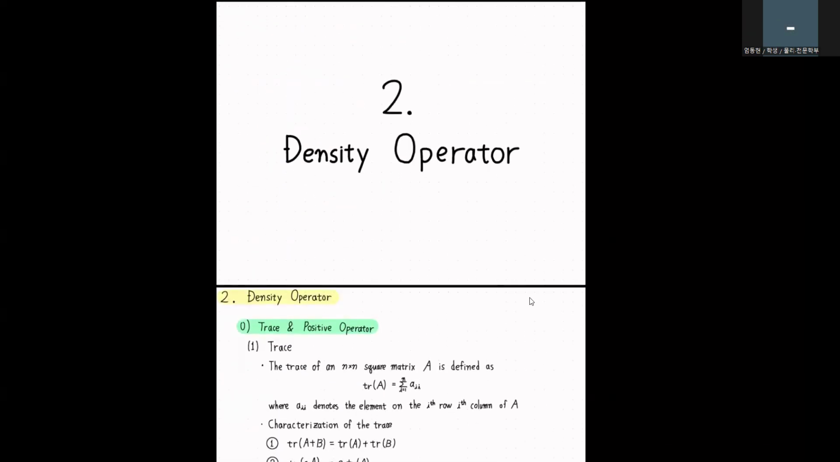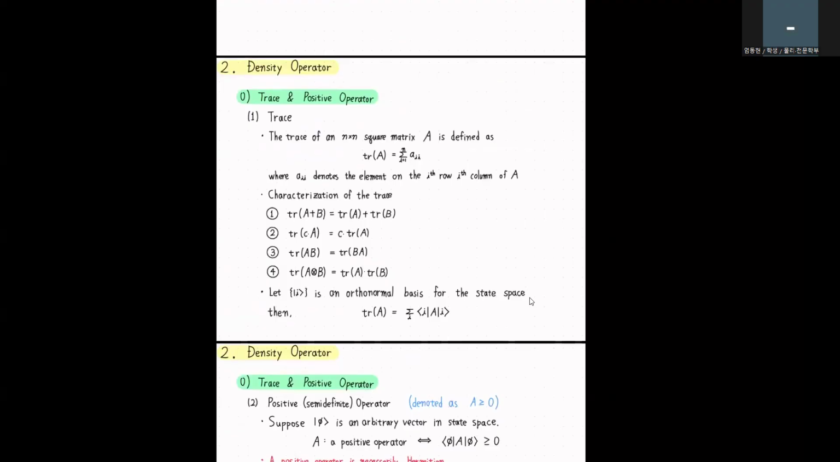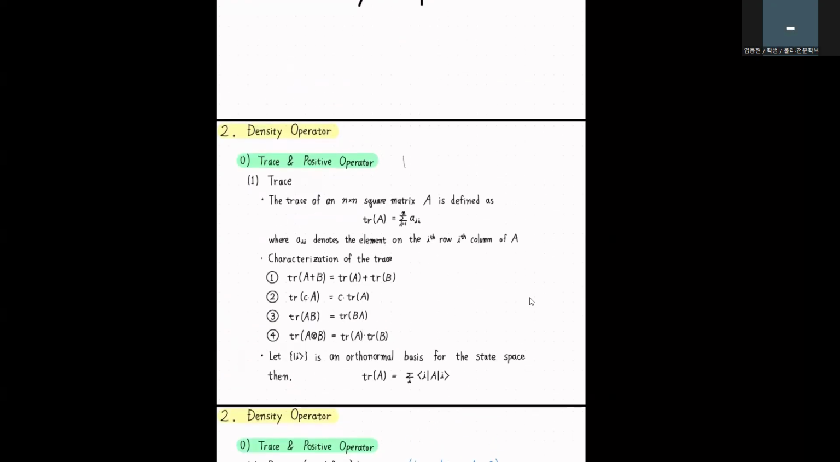So the next topic will be on density operators. Density operators are a more general way of representing quantum states. The quantum states we've seen so far are represented by a bra or a ket vector, but these are only really suitable for representing what's called pure states. If you want to represent something more general, which is called mixed states, we need to use what's called a density operator.